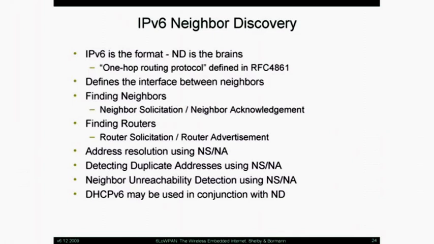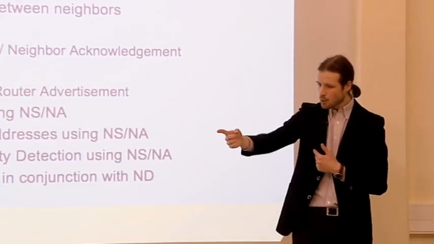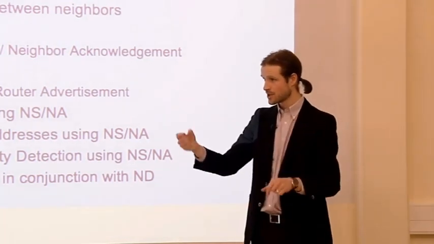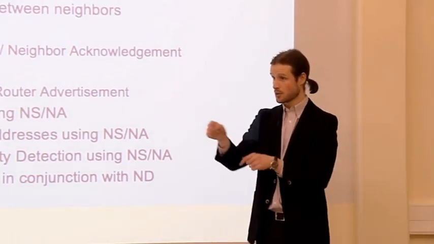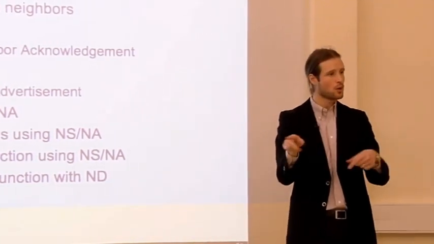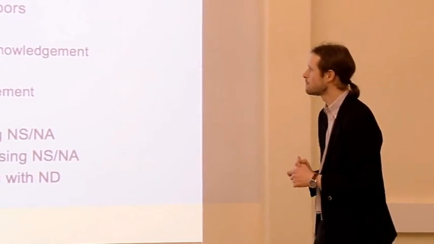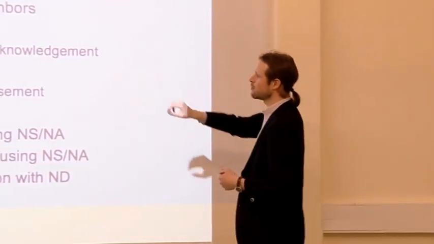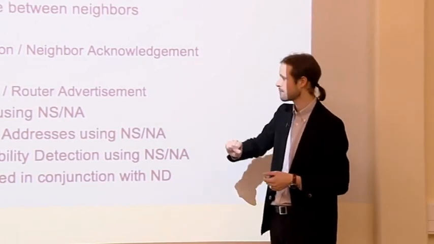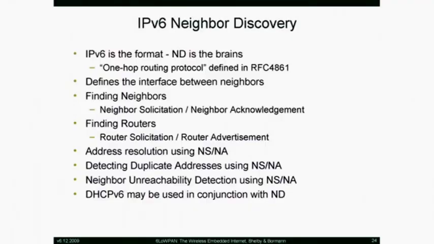The actual brains in IPv6 is something called neighbor discovery. And neighbor discovery is the protocol which defines how computers and different equipment on the same local network, so the same Ethernet wire, how they talk to each other. And that's a very important feature because that allows these networks to actually work auto-configured. So it lets you find neighbors, it lets you find routers, it lets you resolve addresses, lots of other features. So neighbor discovery is very important.